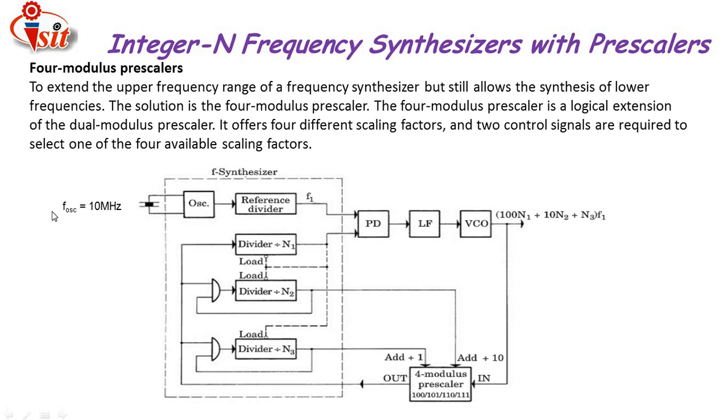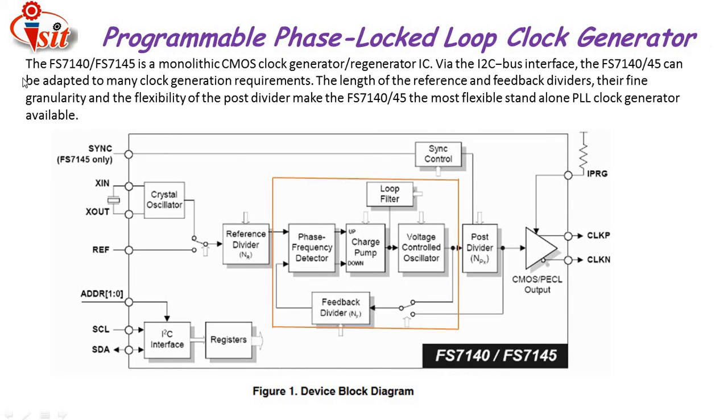Then this is related to the programmable phase locked loop clock generator. In that, a crystal oscillator is used over here, along with the reference divider circuit. That reference divider circuit's output is applied to the phase frequency detector. Then a charge pump is connected over here. Then a voltage controlled oscillator is also connected along with this. Then the post divider is also connected, then CMOS PECL is also connected. Along with this, the feedback divider circuit is connected over here, and this is the structural diagram related to that feedback divider.